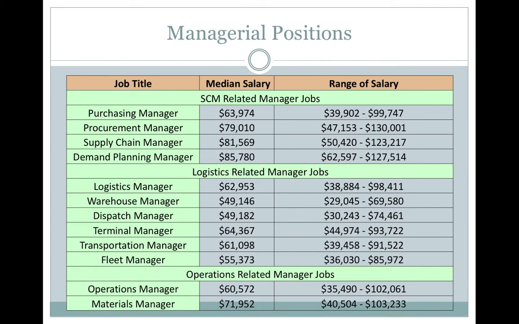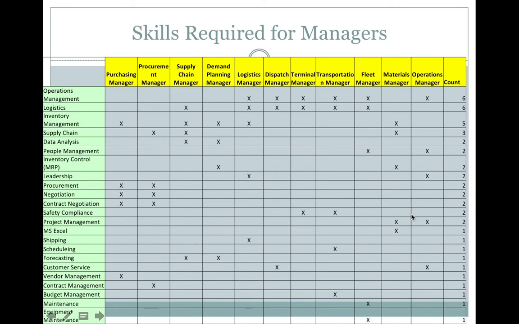So these are managerial positions. If you are promoted to be a manager, okay, this could be your median salary. This is the range of salaries. Okay, and the skills required. If you want to get promoted to manager, of course, Excel is the entry level. Okay, but if you want to get a promotion, you need to have higher level knowledge like operations management, logistics, inventory. So they are more specific.